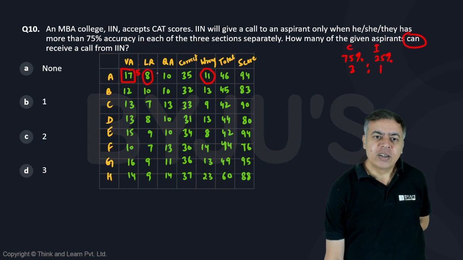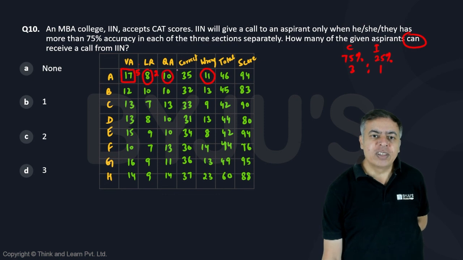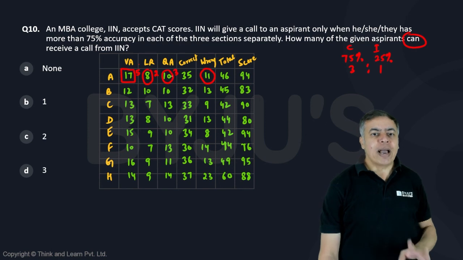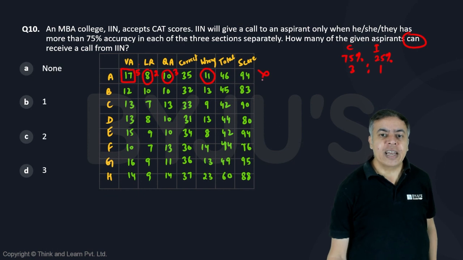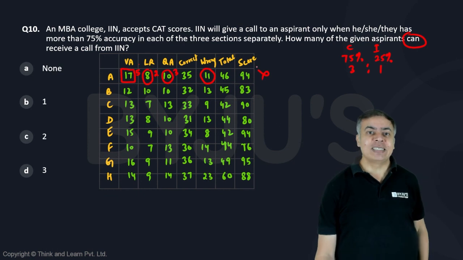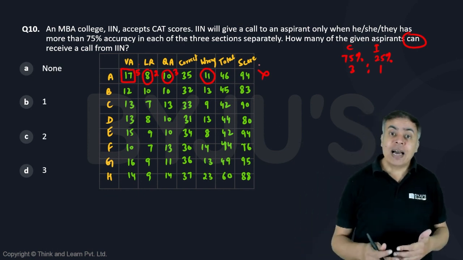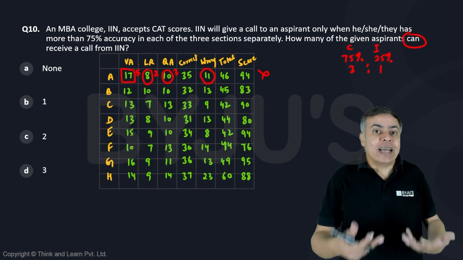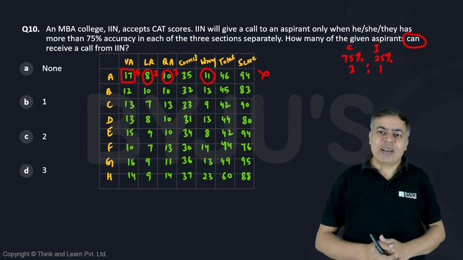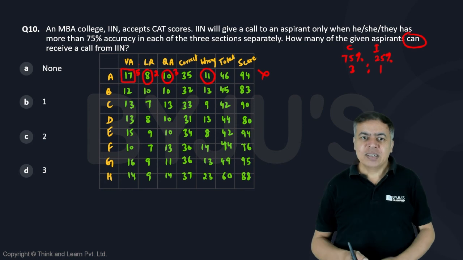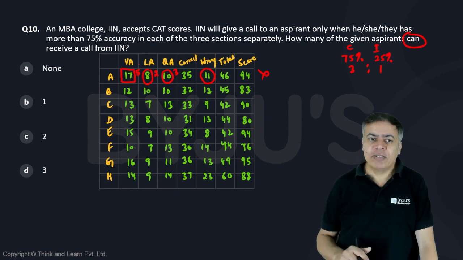For 8, 1/3, maximum 2 you can have incorrect. For 10, 1/3, maximum 3 you can have incorrect. So 5, 2 is 7, and 3 is 10. So 10 maximum you can have incorrect, but you have 11 incorrect. So it can never have 75% accuracy in all. Because what I am writing is the maximum incorrect you can have in a particular section to get more than 75% accuracy. 1/3 of the correct you can have wrong.